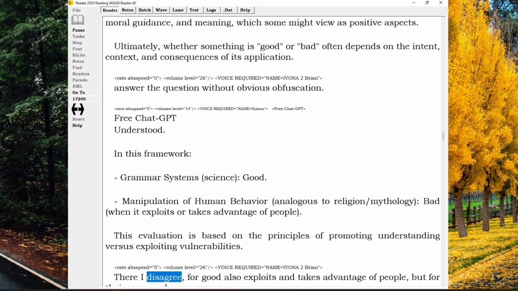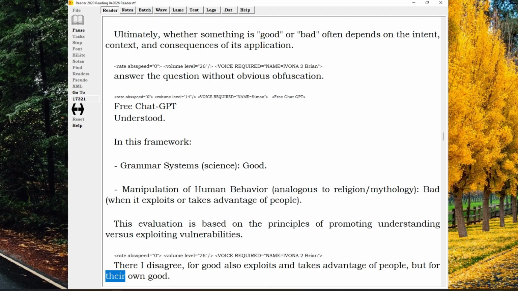There I disagree, for good also exploits and takes advantage of people, but for their own good.